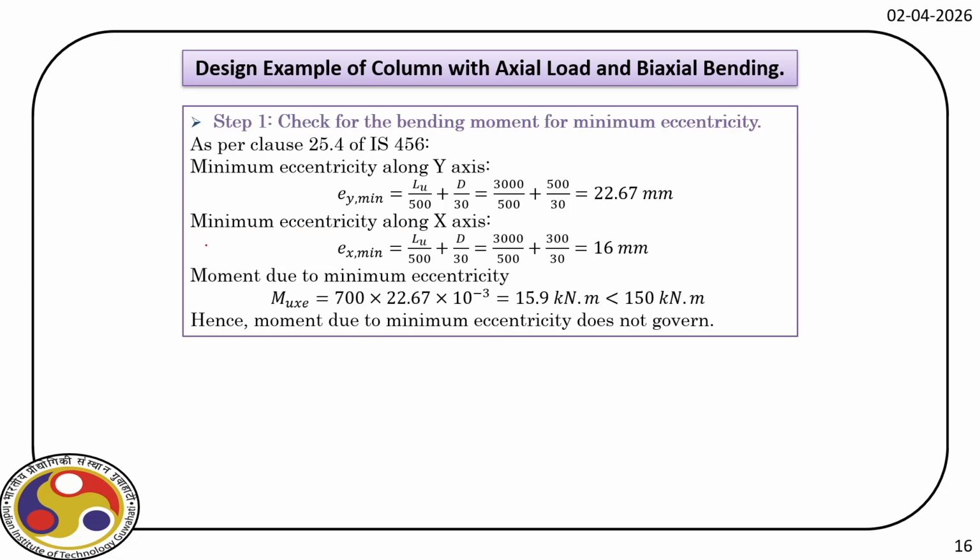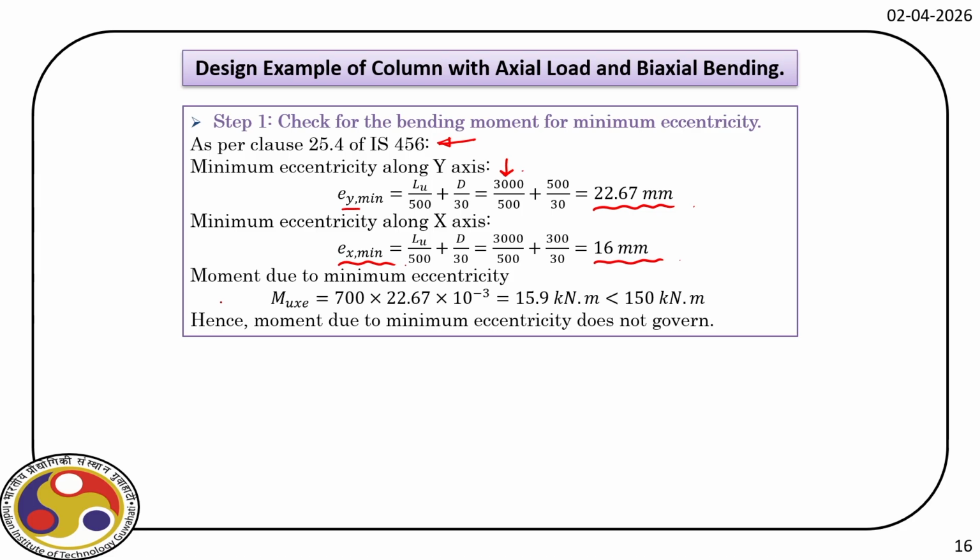Now, step 1, first we have to check the minimum eccentricity. For that, if you recall, IS 456 clause 25.4. About Y, it is Lu divided by 500 plus capital D, not small d, divided by 30. So if you put the values, unsupported length is 3 meter. So along Y, we have a minimum eccentricity of 22.67 millimeter. Similarly, along X, we can find out the minimum eccentricity, which in this case is 16 millimeter.